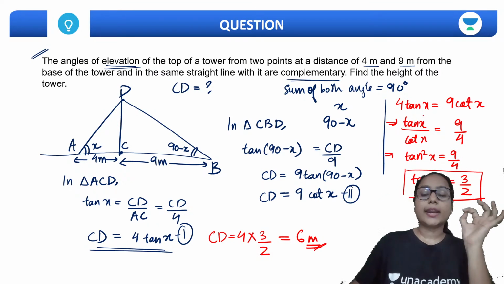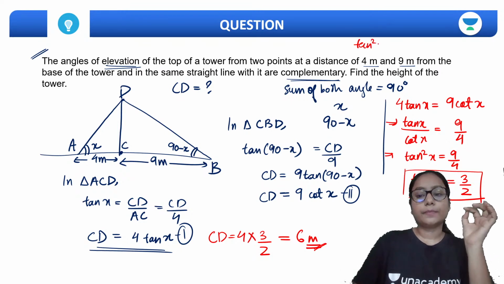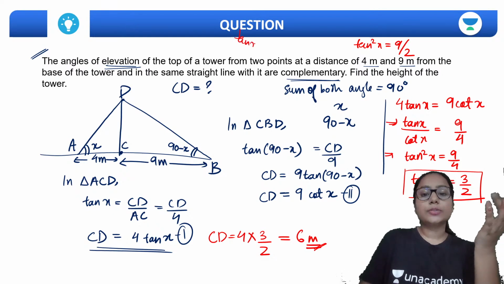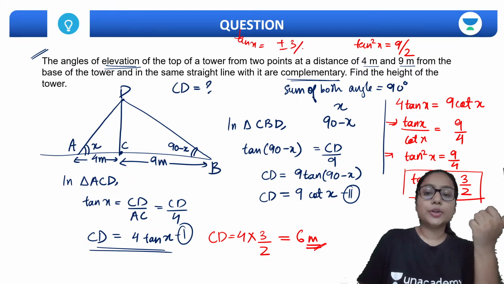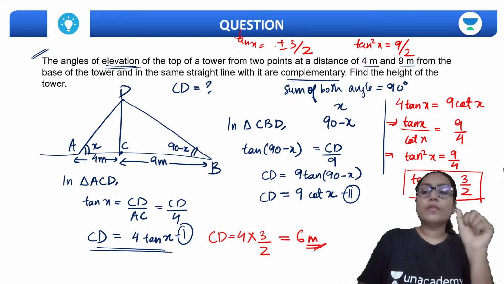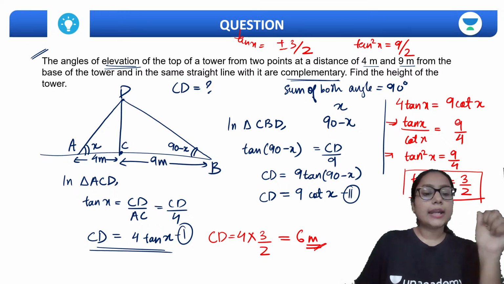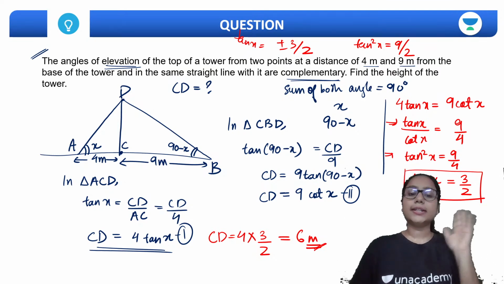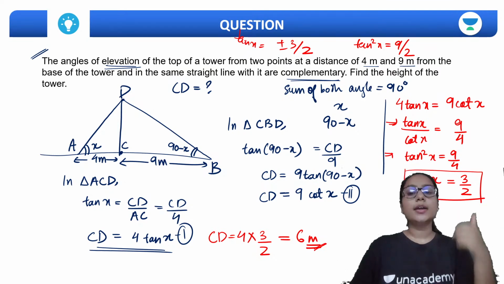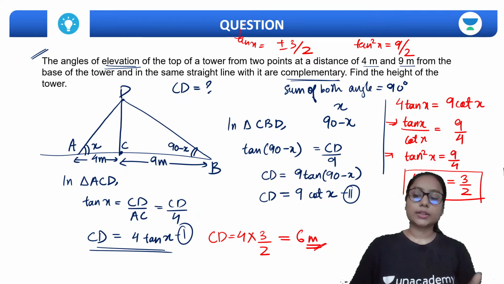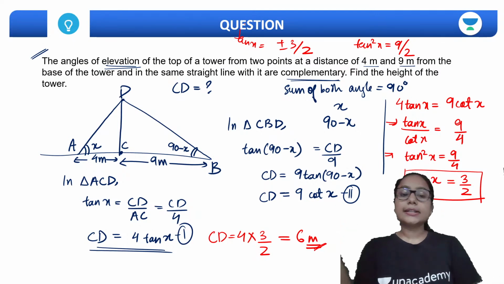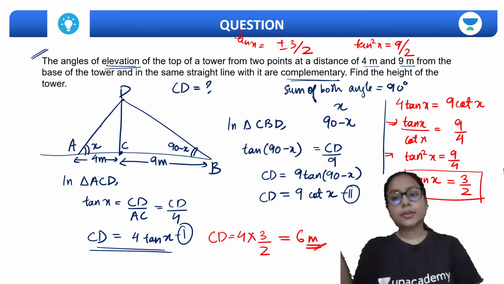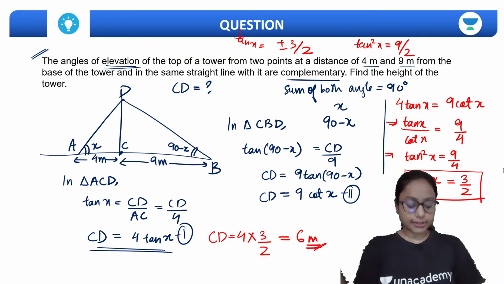See, tan square x came as 9 by 4, right? So some of you might be thinking tan x has two possible values, plus minus 3 by 2. Two values are possible, correct, but we will not take negative because x is in the first quadrant. Its value is between 0 and 90, so it cannot be negative. Another way of thinking is that CD is a distance and distance can't be negative, so you cannot take the negative value either.